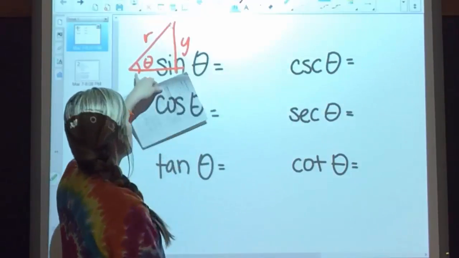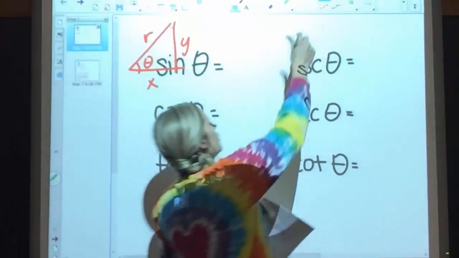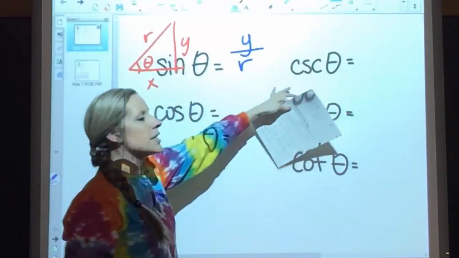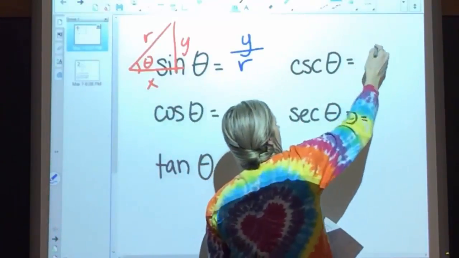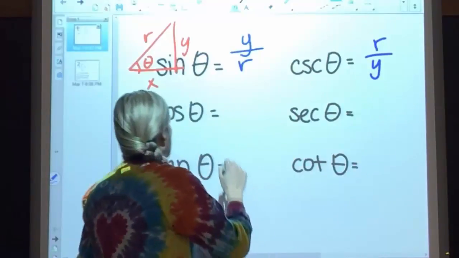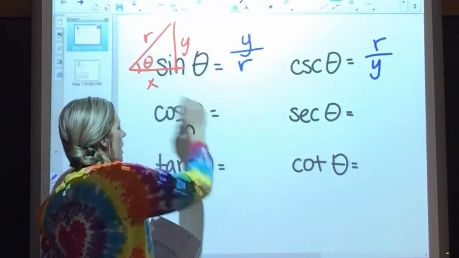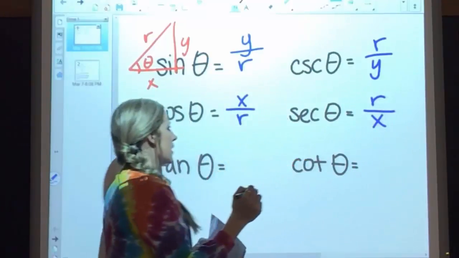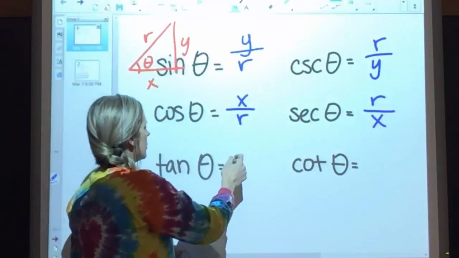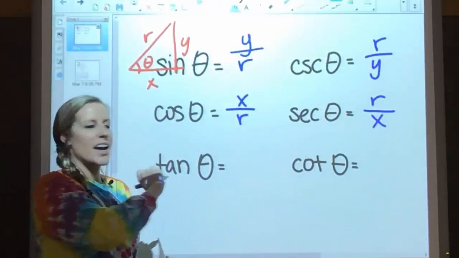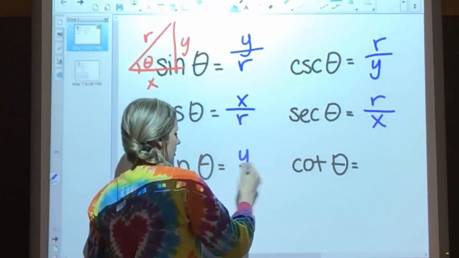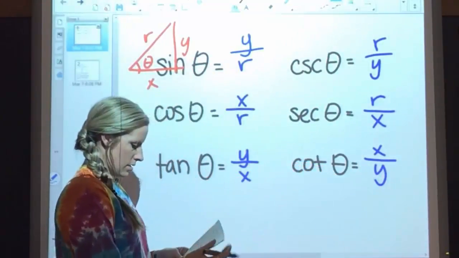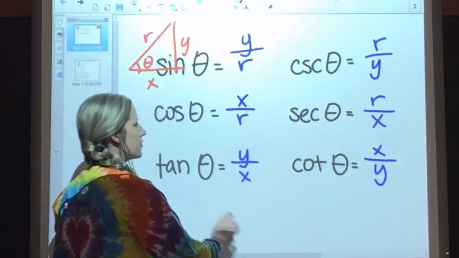My sine would be opposite over hypotenuse, so it would be y over r. Cosecant is going to be that flipped, so r over y. Cosine is adjacent over hypotenuse, so x over r. And tangent is opposite over adjacent, so y over x. Okay, so that's just a little review.